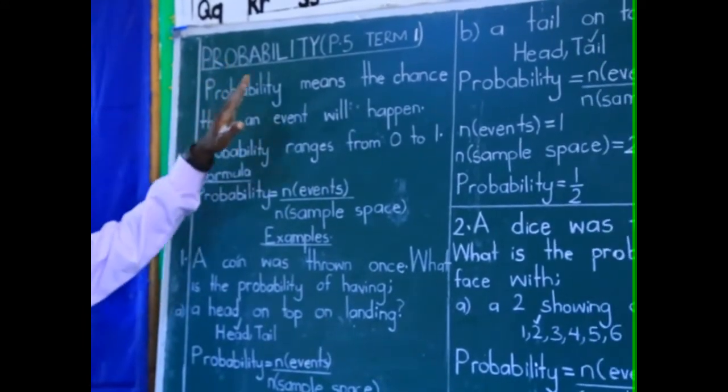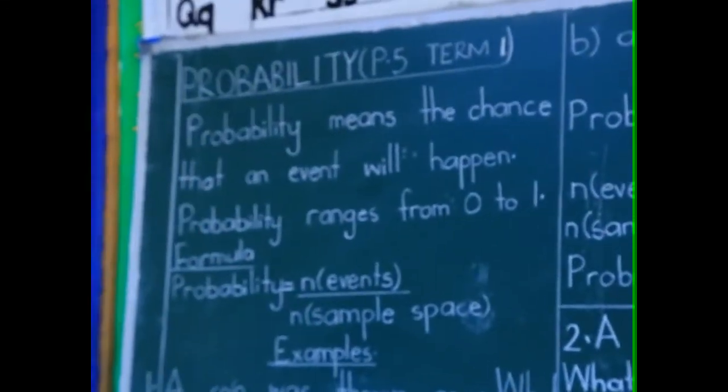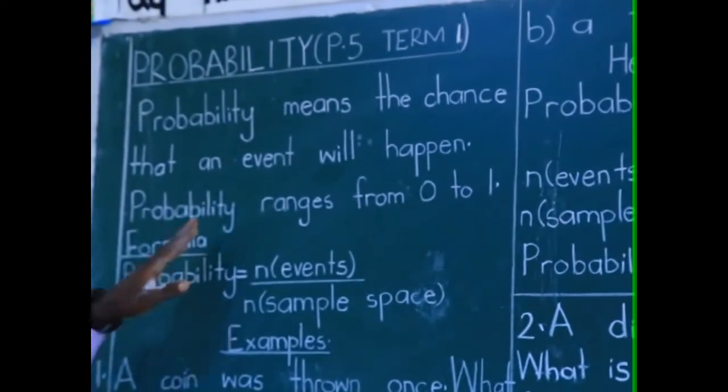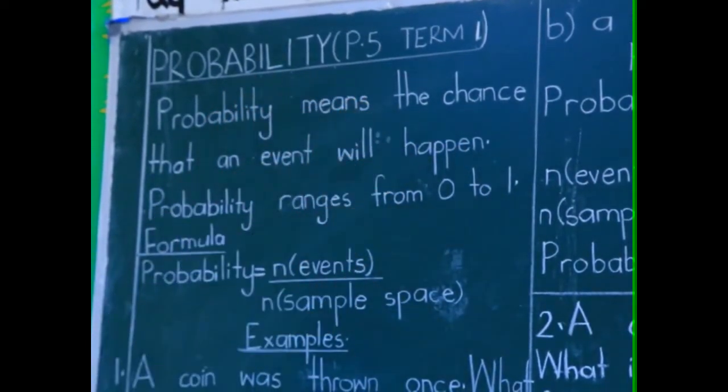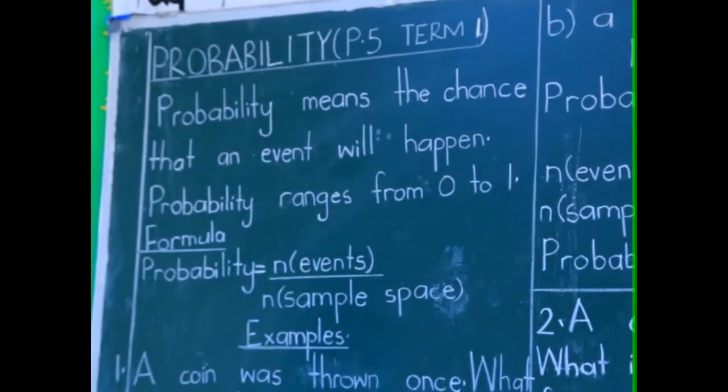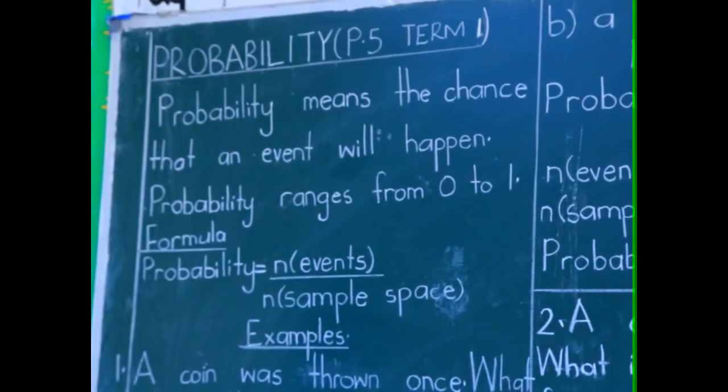So the question is, what is probability? Probability means the chance that an event will happen. Some events are organized and actually do not take place, and others are fulfilled. So that's what you have come to ascertain today.